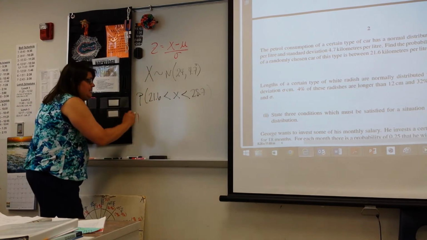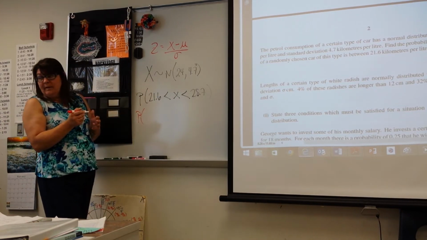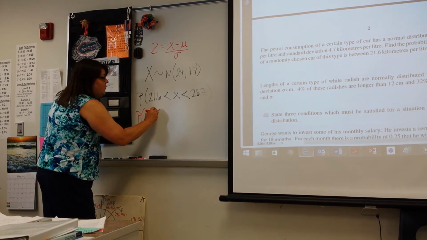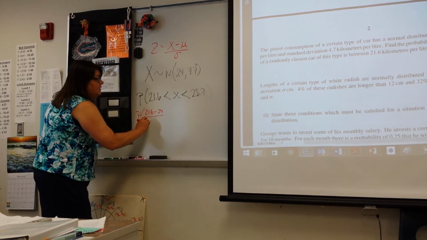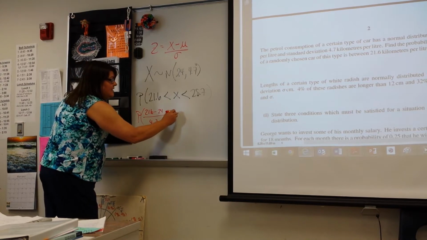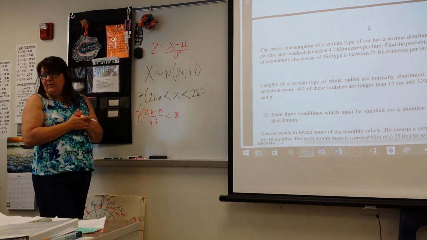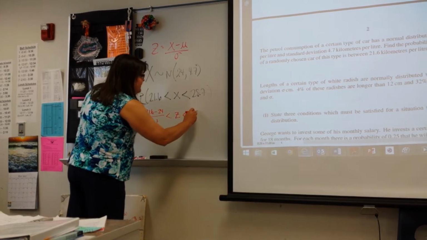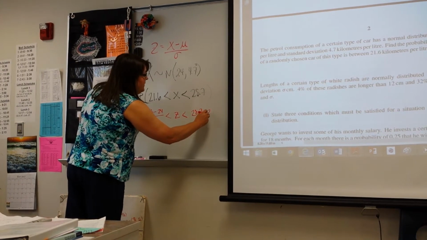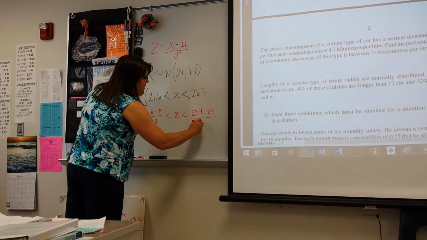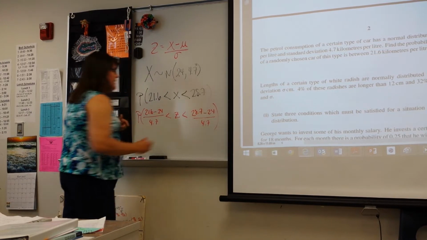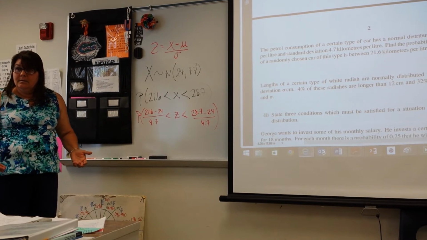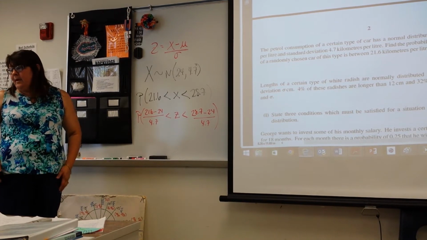So literally, I would write it as a little formula. I would have 21.6 minus 24 over 4.7 is less than z, because we're moving to z-scores, is less than 28.7 minus 24 over 4.7, close parenthesis. Now I have math magic to do. Is it okay if it's negative? Because the first one's negative. That's okay.